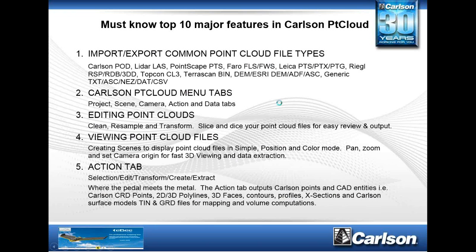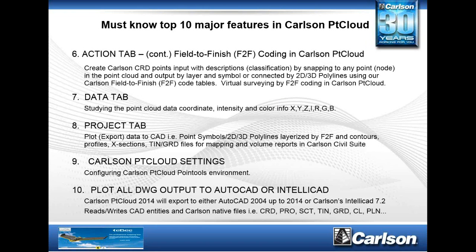Continuing on, Action tab, field to finish, F to F coding. I showed you that, where you can load up a field to finish code table in Carlson Point Cloud and draw using different codes and create points in the drawing. And the Data tab is next, studying the point cloud, coordinate, intensity, color, X, Y, Z, I, RGB, red, green, and blue. Every one of the dots that come in have an X, Y, and a Z, an intensity if the file comes across with intensity, and if it's in color, which this job is in, it comes in with different hues of red, green, and blue for each dot.